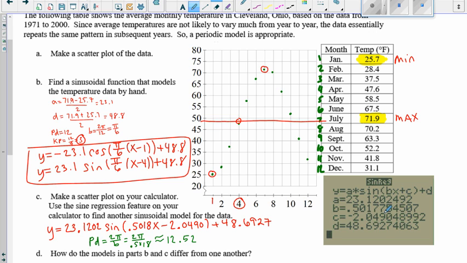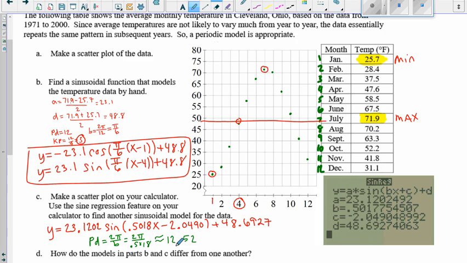So now I just wrote down my equation from what I got in my calculator, and I wanted to check what the period was according to my calculator. So 2 pi divided by b, which is 2 pi divided by 0.5018, gives us the period, which is about 12.52. Notice that our calculator is trying to hit as many data points as we possibly can as it makes our sinusoidal function. So we know that our equation is probably a little bit more accurate, because we're actually using a period of 12 versus the calculator making the period 12.52.